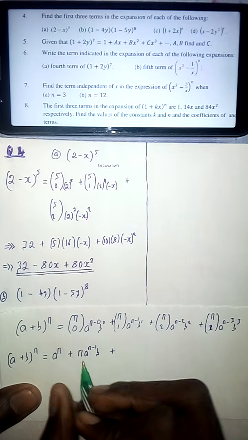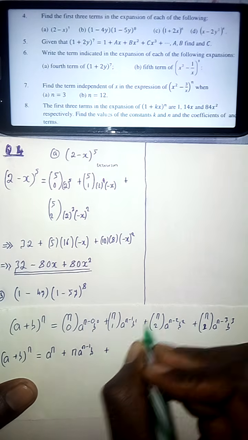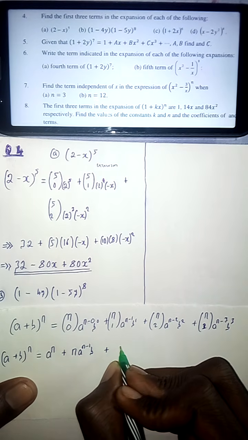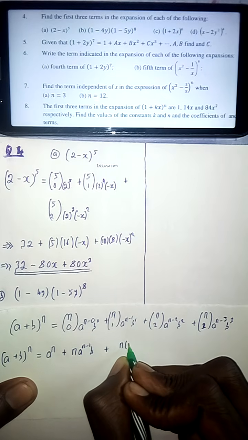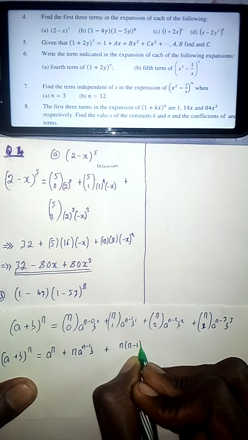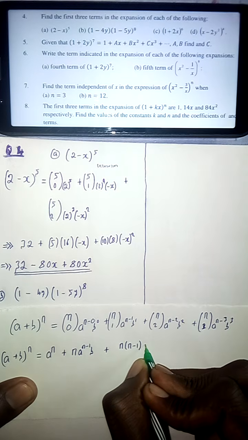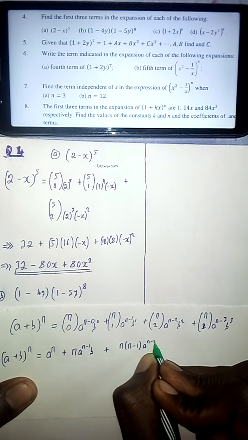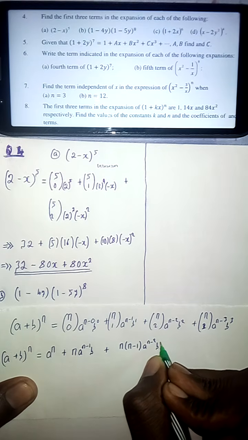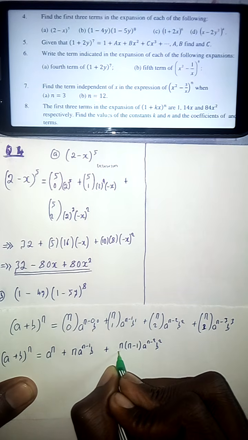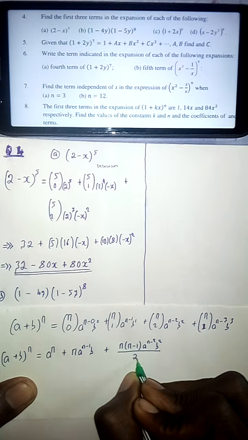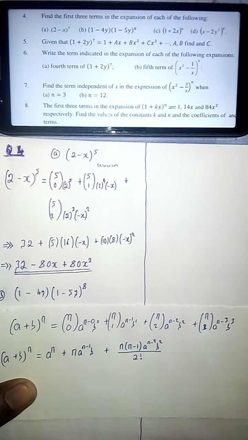Then we have this. So for this part, you can just write it like this. Just say n, then you say n minus 1. Then you get everything that is here, which will be a to the n minus 2, b to the power 2, over what? Over 2 factorial.